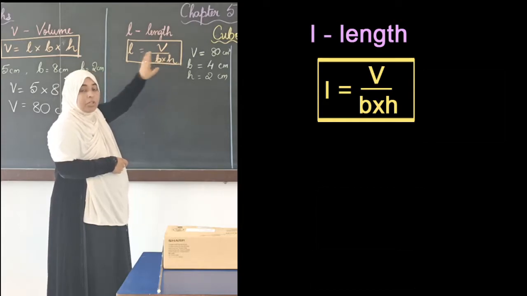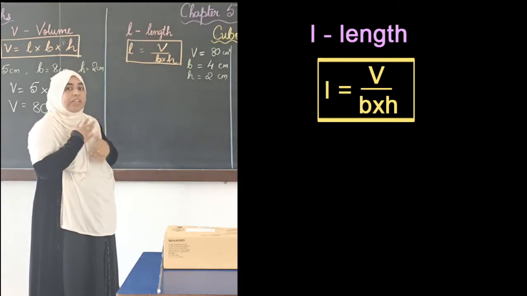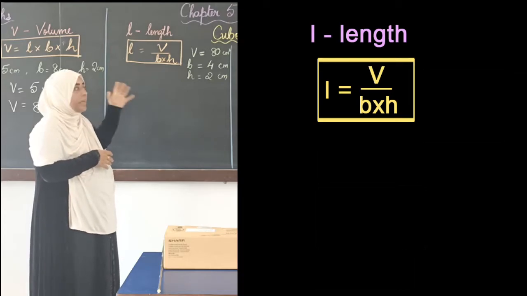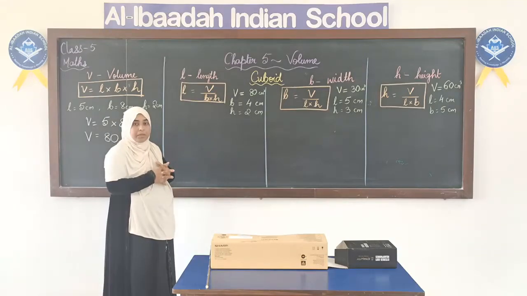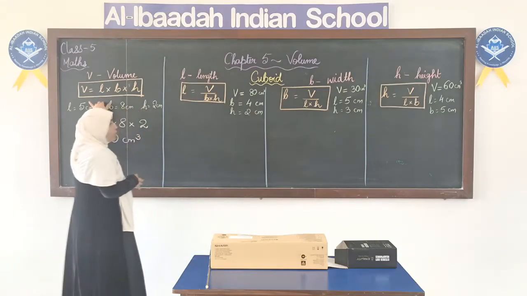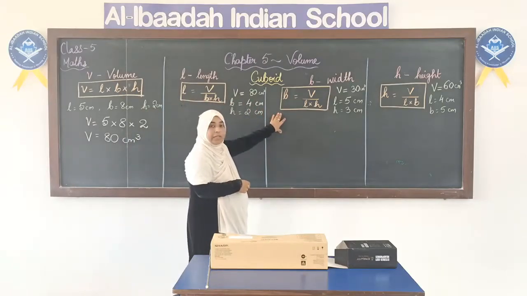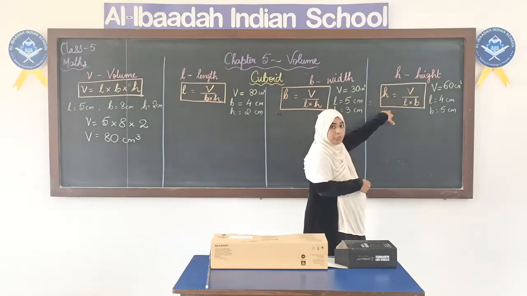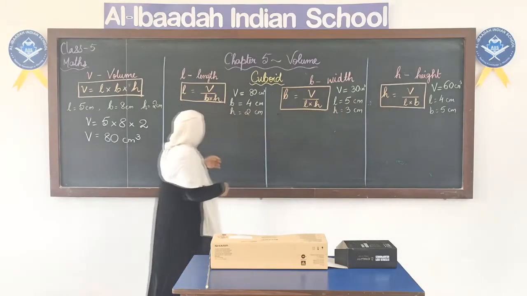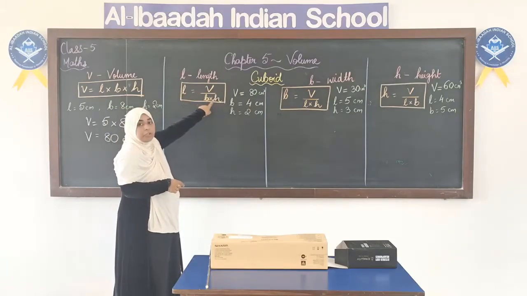This is the formula. Children, you all need to learn these formulas. You need to remember these formulas. Once you know the formulas, it is very easy to calculate volume, length, width or height. Okay. There are 4 formulas that you have to remember. First formula is the formula for volume. Then second formula that we have here is to calculate the length. And then we have a formula to calculate the width. And at the end we have a formula to calculate height of the cuboid. Okay. Now, the formula to calculate length is volume divided by width into height.